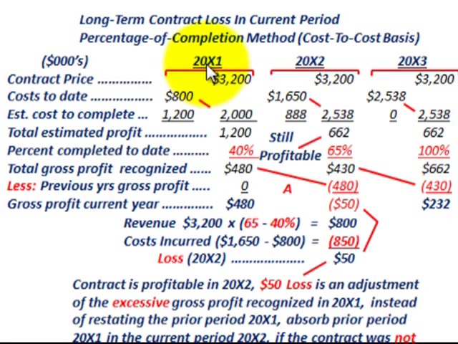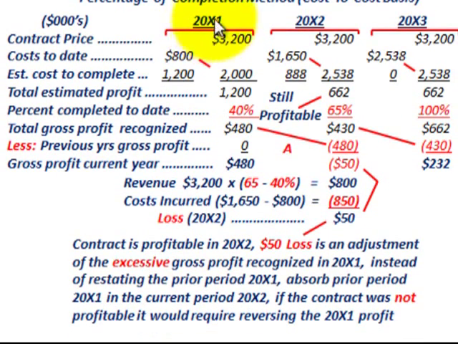So we have this 3-year contract, and it starts in 20x1, and then it would be concluded at the end of the year in 20x3, where the contract would be completed. But with this percentage of completion method, we're going to be looking at our 20x2 year, and we're going to run into a problem where we realized too much profit in our first year, 20x1, and based on that, we're going to have a loss on our gross profit on this contract, and how we'd handle that.